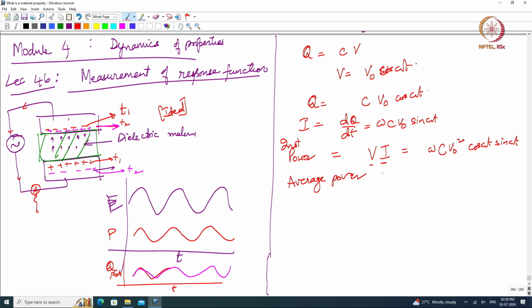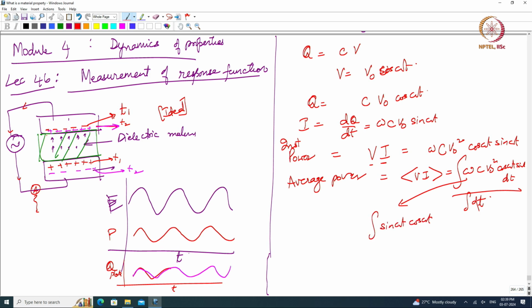that is dissipated, that is just the average of VI. So, I just take a time integral of this, sin omega t with respect to dt, divided by the total time, integral dt, that is the average. And that just becomes a time integral of sin omega t cos omega t over a long time, so t is long or t is infinite.